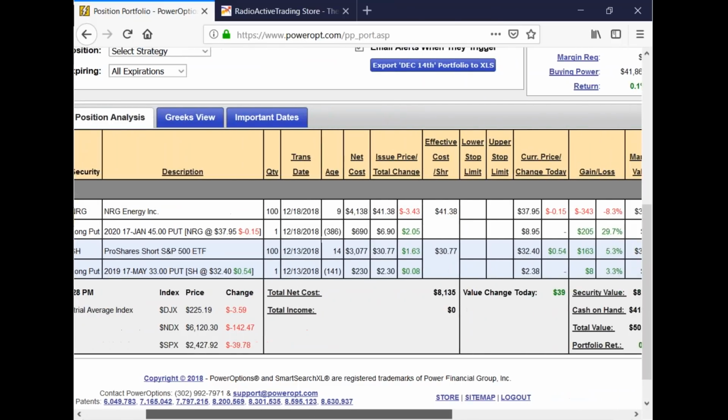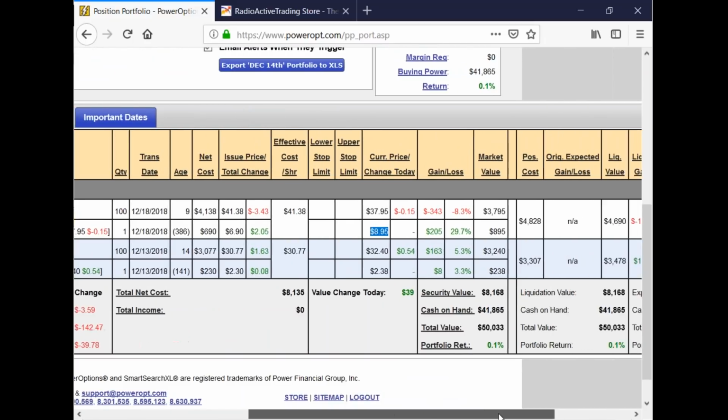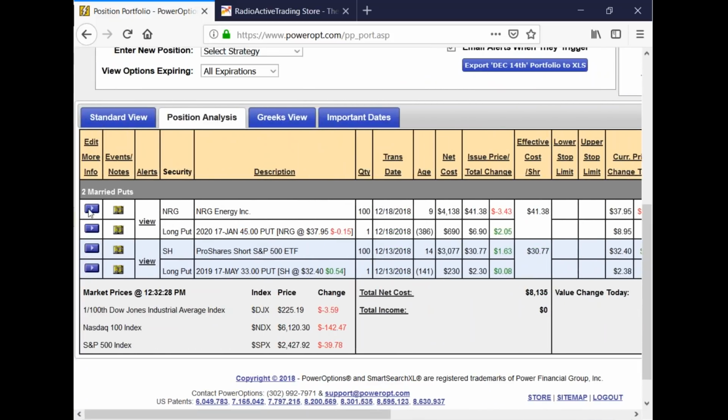Stock's at $37.95. I bought at $41.38. Lost $3.43. I've gained $2 on my put from $6.90 to $8.95. So yes, the stock's still down 8.3%. We're only losing 2.9% if I liquidated the position right now. Not bad at all. That's the benefit of insurance. But can I use this as a second asset to lower the initial at risk, lower my cost basis, or do some of the same things we just saw with SH?